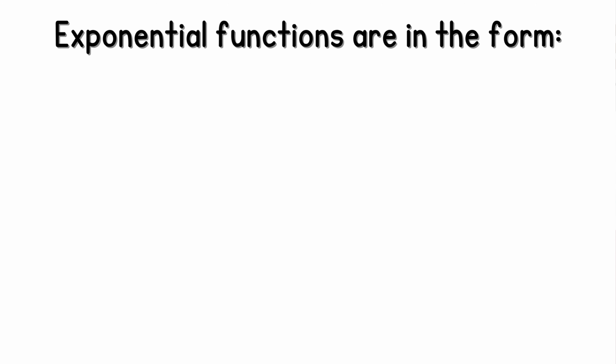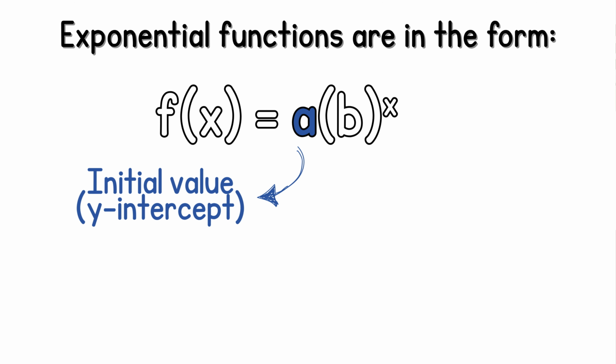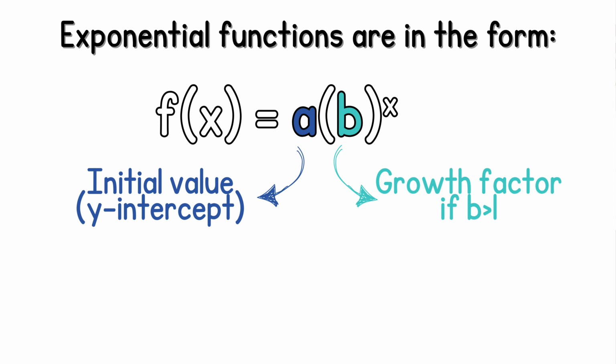So exponential functions are in the form f of x equals a times b to the x power, where a represents our initial value, or the y-intercept, and b represents a growth factor if b is greater than 1. But it will represent a decay factor if b is less than 1.